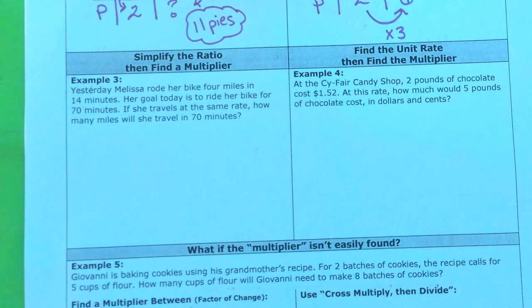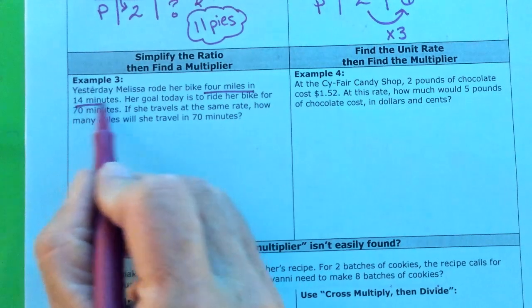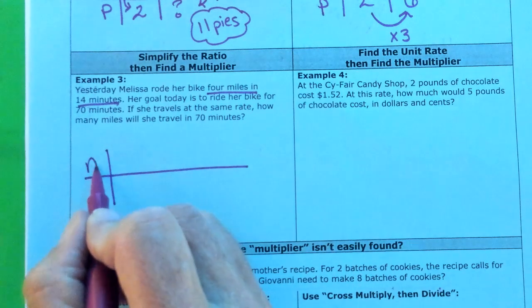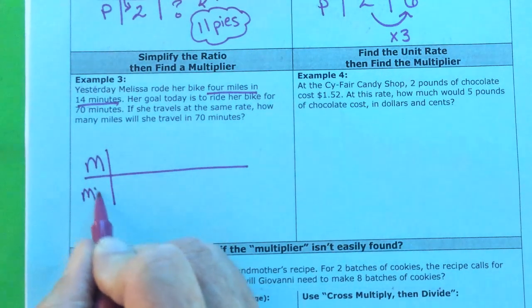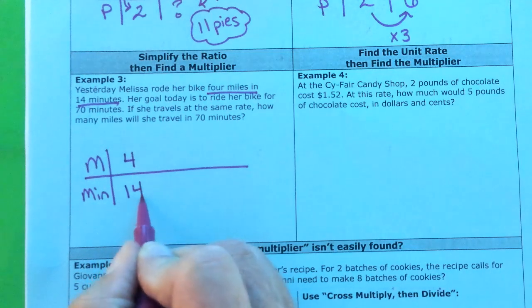Simplify the ratio, then find the multiplier. Okay, yesterday Melissa rode her bike for 4 miles in 14 minutes. All right, I already see what I'm comparing. Let me make my table. I'm going to put an M for miles, and I'm going to put MIN for minutes. I know 4 miles is 14 minutes.